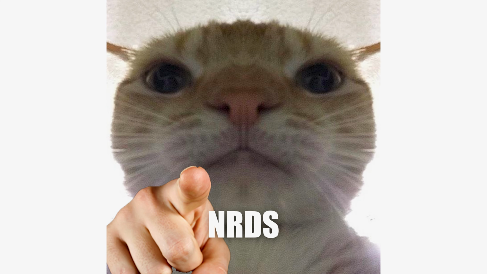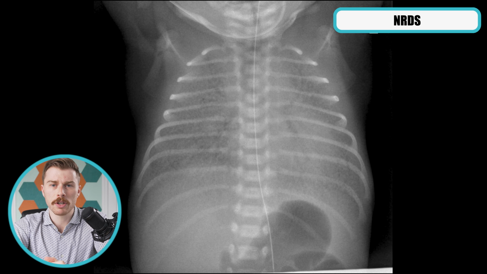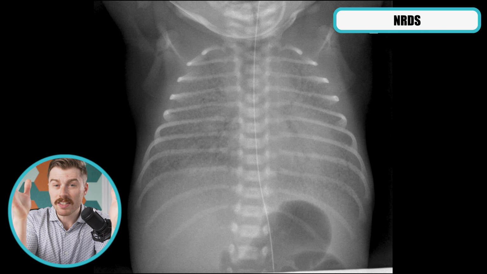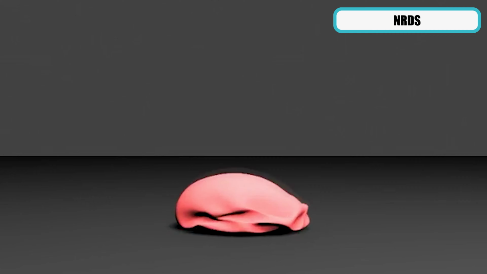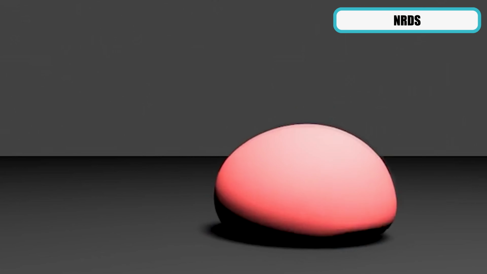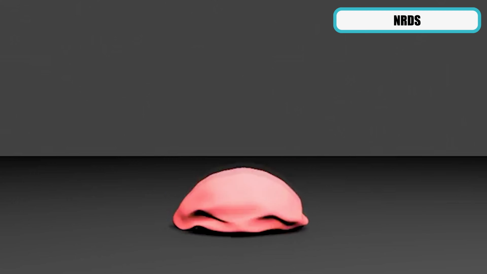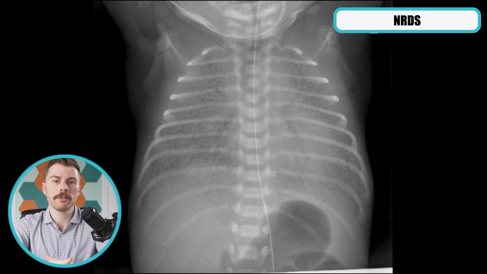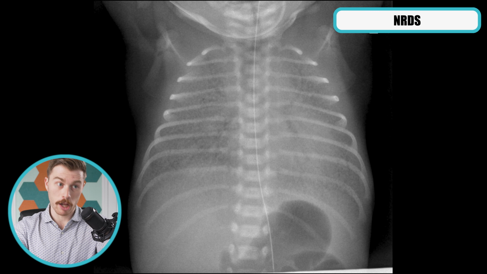Next up is NERDS, and no, it's not what you see in the mirror every day. Neonatal respiratory distress syndrome occurs in premature infants who lack surfactant. Surfactant normally reduces surface tension in alveoli, which is the tendency of the alveoli to collapse in on themselves. Think of them like balloons constantly inflating and deflating. When surfactant is absent, the balloon empties all the way and it's really hard to inflate. This leads to widespread atelectasis, which is the holier-than-thou terminology for alveolar collapse.